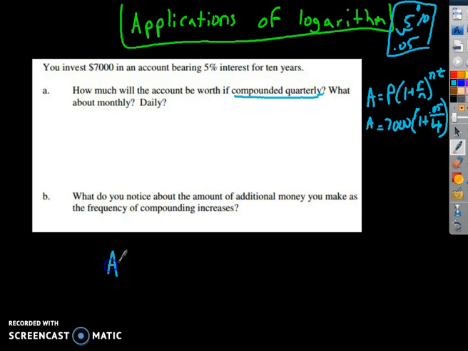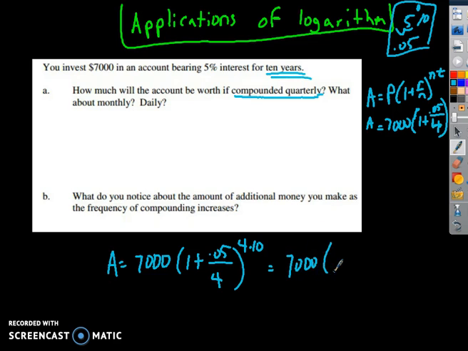This says A equals 7,000 times 1 plus 0.05 over 4, raised to your number of times a year, which is still 4, times the time, and time is in years, so it's 10 years. 4 times 10. So basically, you can divide 0.05 by 4, figure out what that is, and add 1 to it. So you add those together and get 1.0125 raised to the 4 times 10. Let's call it 40.